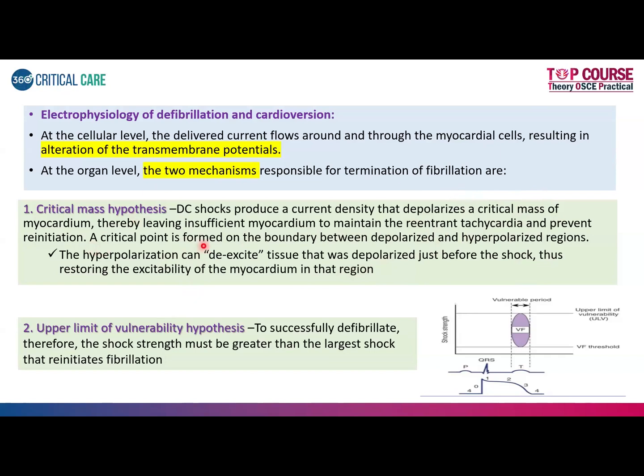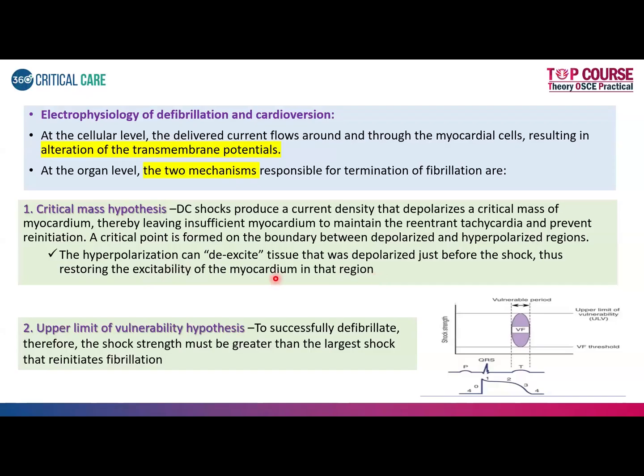So the critical point is formed on the boundary between the depolarized and the hyperpolarized region, and the hyperpolarization can de-excite the tissue that was depolarized just before the shock, thus restoring the excitability of the myocardium in that region.